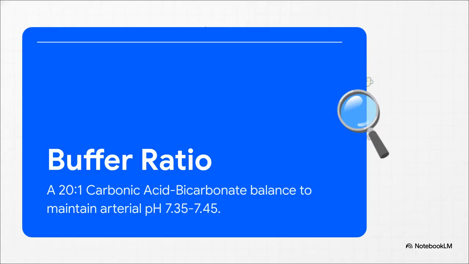A perfect example of this homeostatic control in action is the carbonic acid bicarbonate buffer ratio. The kidneys are actively managing this absolutely crucial 20-to-1 balance. So for every 1 part of carbonic acid, there must be exactly 20 parts of bicarbonate. This exact ratio is required to maintain a normal arterial blood pH of 7.35 to 7.45. If the kidneys don't maintain this, we're looking at potentially fatal shifts in the blood's acidity.